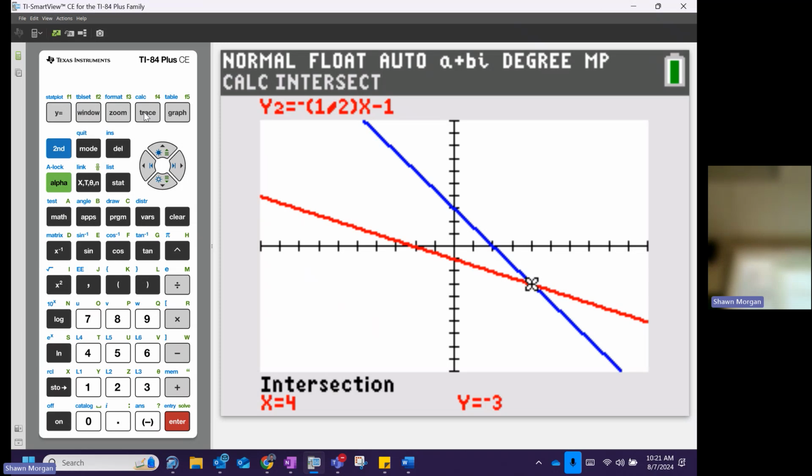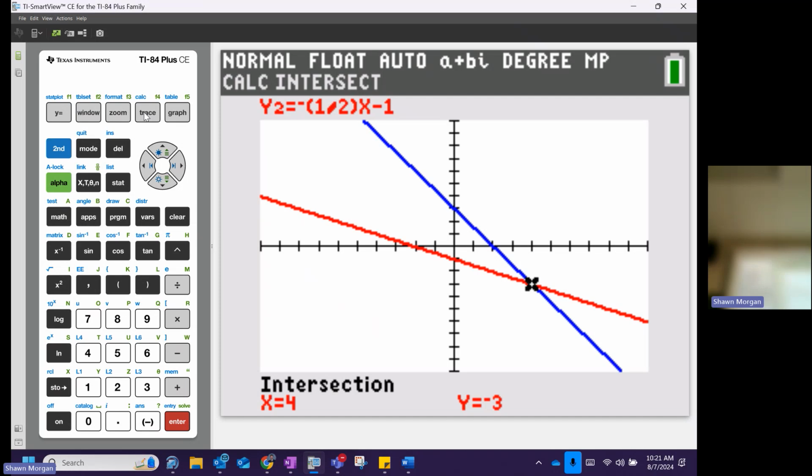All right, so again, real quick and real helpful way of finding the solution to a system, especially if they intersect at integers, at nice, neat numbers.